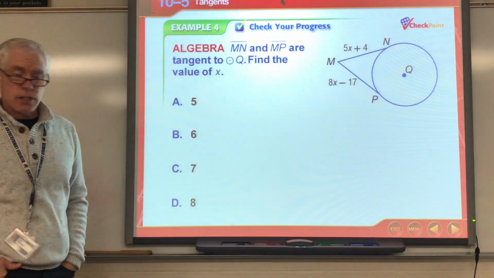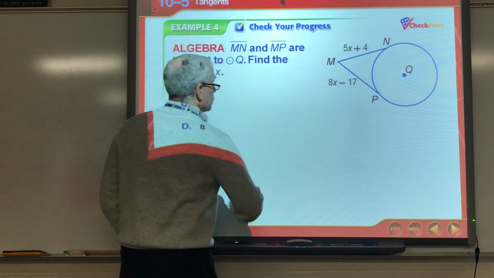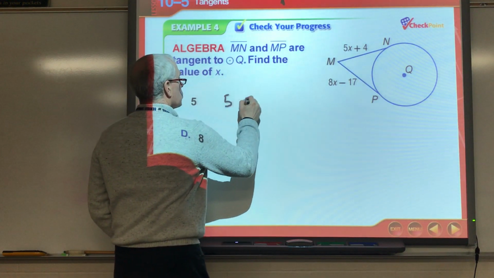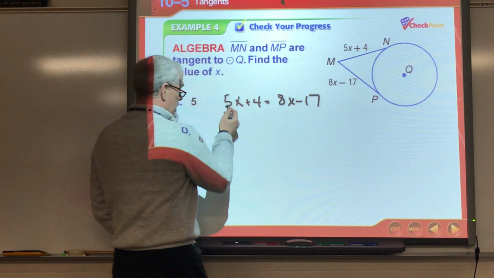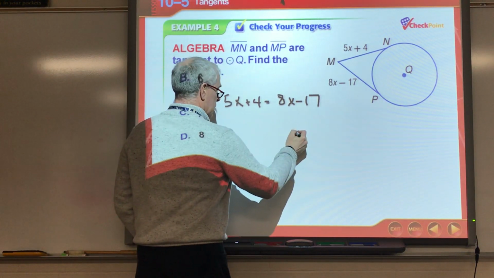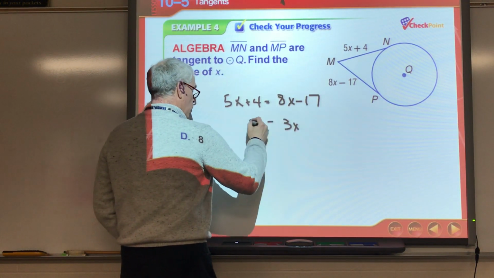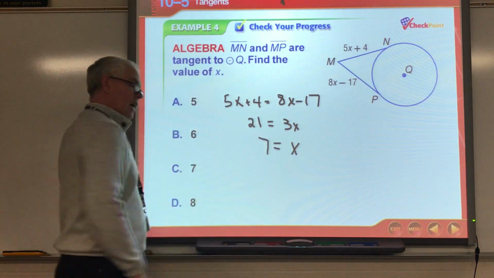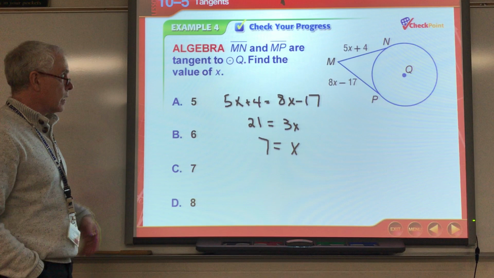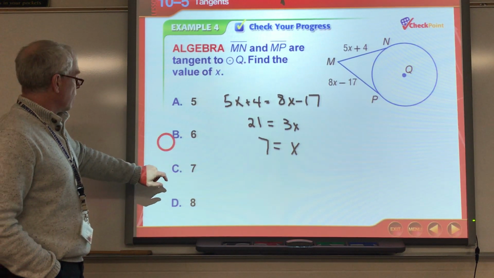Again, these are both tangent from the same external point. So I'm going to say that 5x plus 4 must equal 8x minus 17. Subtract 5x, I get 3x. Add 17, I get 21. Divide by 3, x has got to be 7, okay? These ones should be fine for you guys.